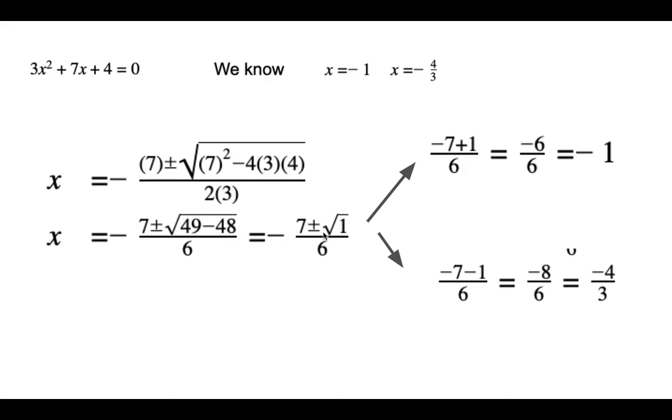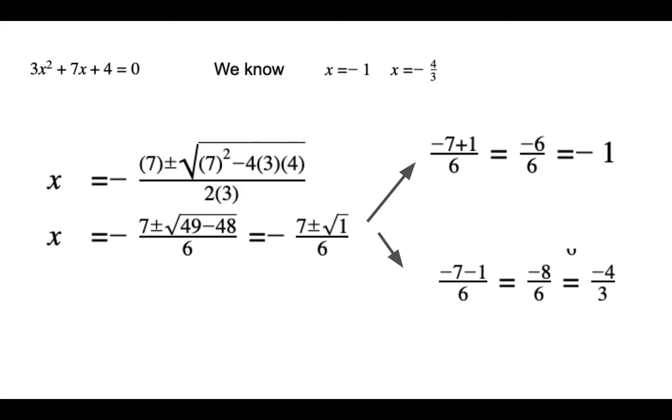And I know that, and then I split this up at this point. Negative 7 plus the square root of 1, over 6. And then I simplify that, and I say negative 7 plus 1 is negative 6, over 6 is negative 1. And then I do the minus side, so negative 7 minus 1 over 6, which is negative 8 over 6, which is negative 4/3.